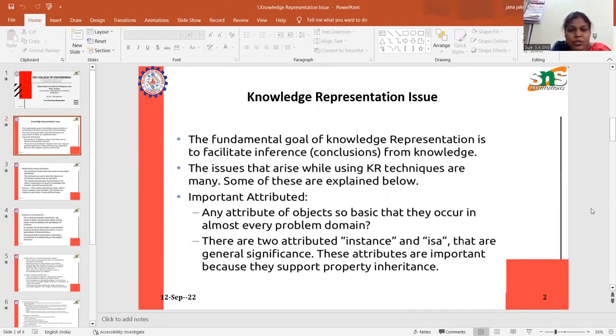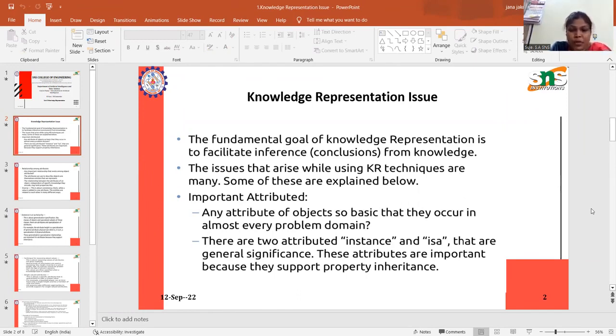Today, we are going to see about knowledge representation issues. The fundamental goal of knowledge representation is to facilitate inference from knowledge. The issues that arise while using KR techniques are many. Some of these are explained below.